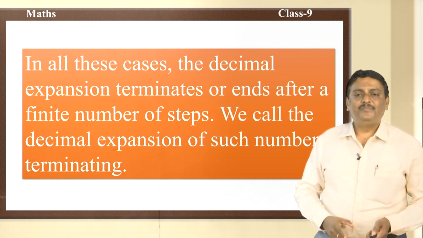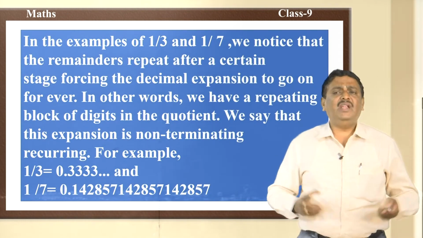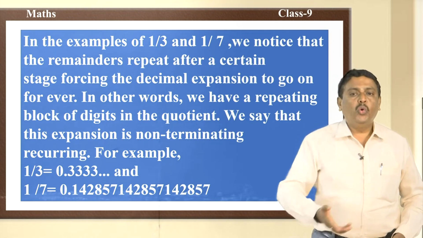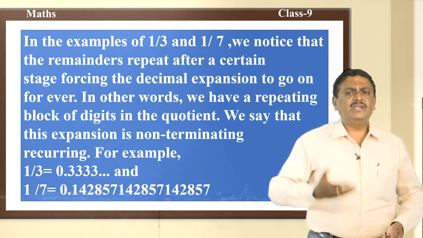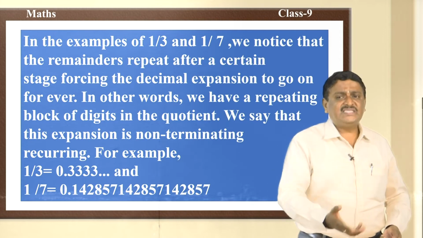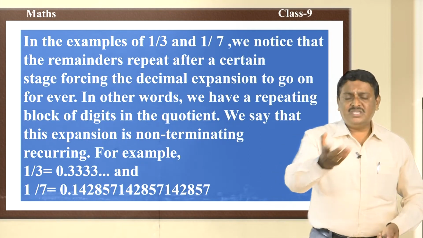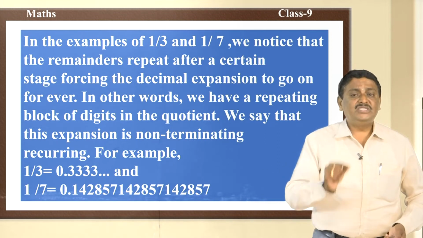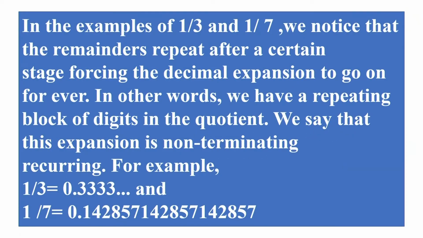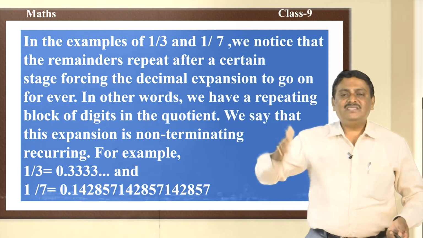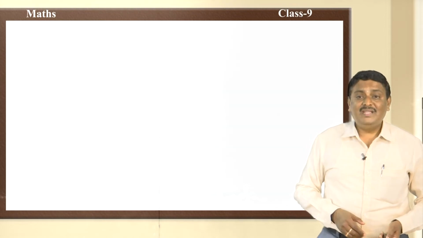What is that? Terminating. Now, my dear students, in the examples of 1 by 3 and 1 by 7, we notice that the remainders repeat after a certain stage, forcing the decimal expansion to go on forever. In other words, we have a repeating block of digits in the quotient. We say that this expansion is non-terminating, recurring. For example, 1 by 3 is 0.3333, and for 1 by 7, I already told you, that is 0.142857, again 142857, again 142857. See, this is continuous. It never ends.